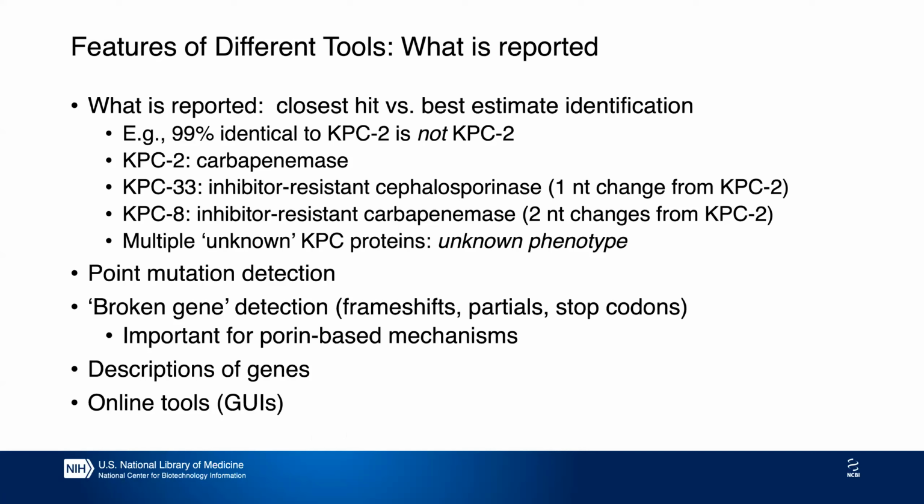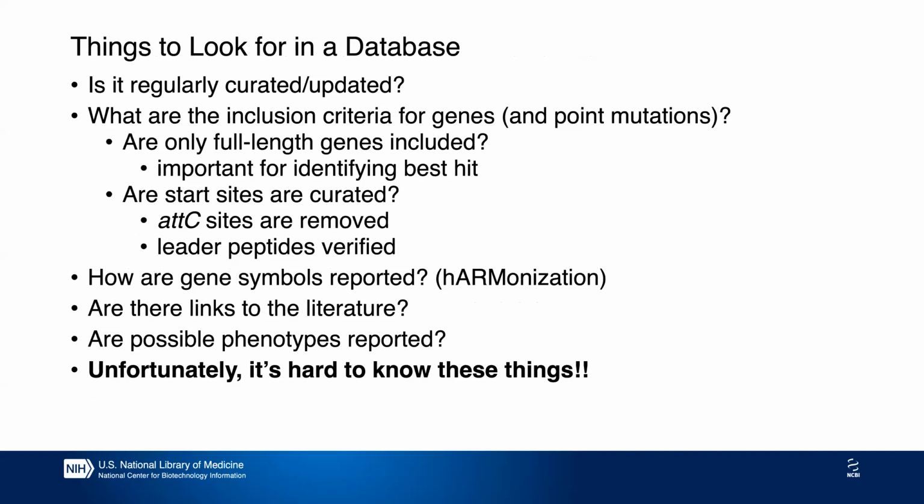I think Kara's talk was really nice in describing some of the additional things you can get from, let's say, CARD. We at NCBI have a reference gene catalog, so if you ask, well, what is this gene symbol, we have several tools that allow you to figure out what it might actually be doing, and give you more information, links to literature, that kind of thing.